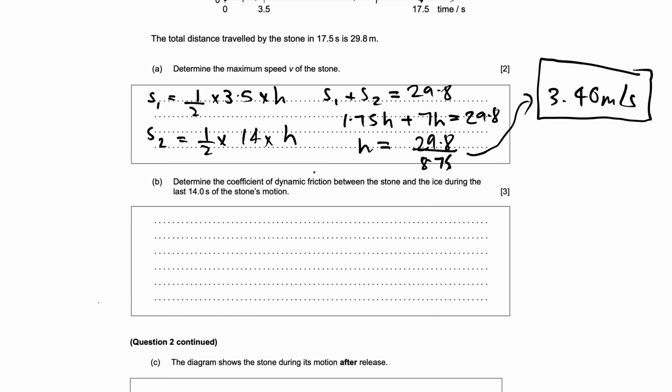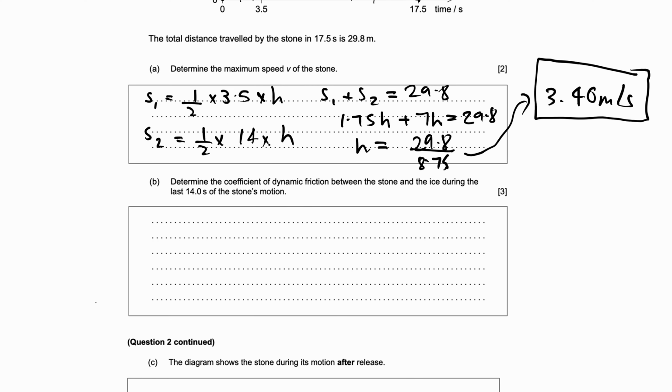Okay. Next, B. Determine the coefficient of dynamic friction between the stone and the ice during the last 14 seconds of the stone's motion. Well, okay, so let's think about it this way. What's happening when the stone is moving on the ice? Some force is acting on the stone, correct? And there's only one force acting on the stone, which is frictional force, right? And what is the equation for force? We know F is equal to ma, F net in this case. And we know that the F net in this case is just equal to the frictional force. There's no other force acting on the stone.